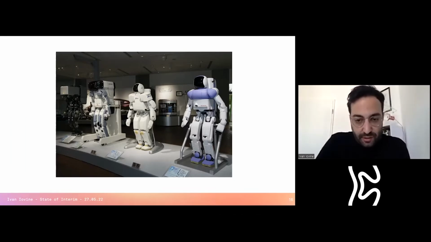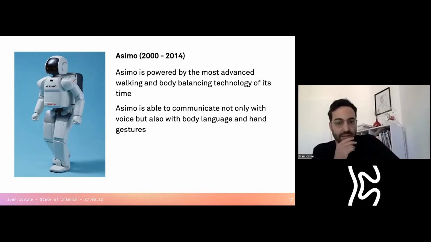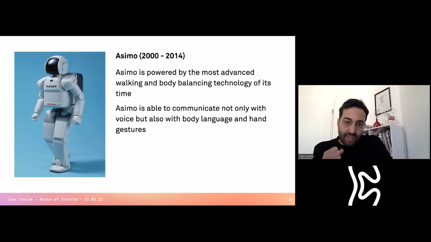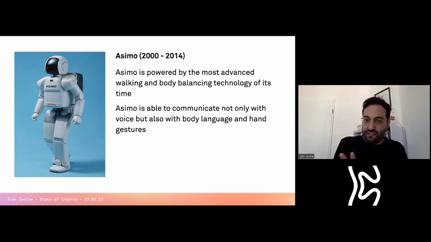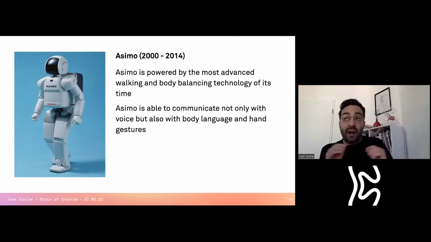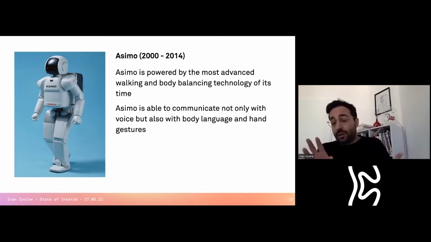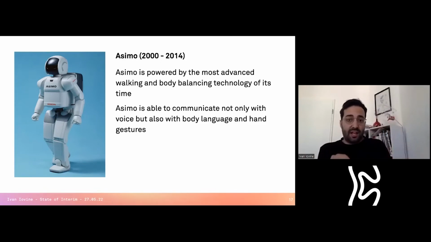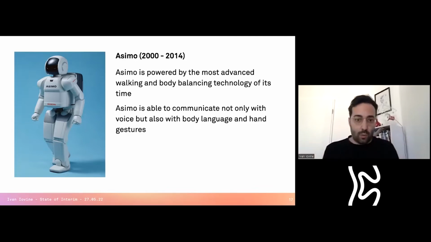Based on this P series, the most advanced robots in the early years of 2000 were developed. So Asimo was the first. Asimo was developed in 2000 or 2001, and is powered by the most advanced walking and body balancing technology of its time. So it's important to say that in the 90s the research field was very huge, and there were a couple of research centers that developed different humanoids, but Honda was the only company that developed a really serious walking and body balancing technology. So Asimo was, like I said, the most advanced humanoid that was able to walk freely in a space.